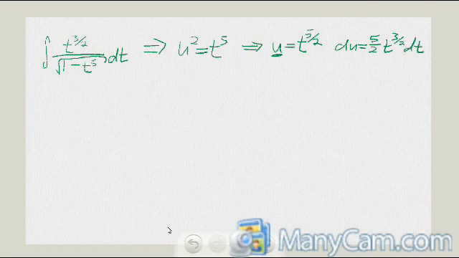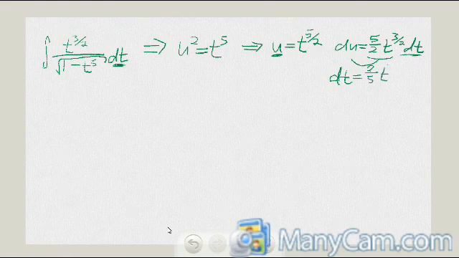Now, I'm going to want to get this dt by itself, so that way I can replace it with the dt in our equation. So when I move these pieces over to the other side, I'll have dt equals 2/5 t to the negative 3/2 du. So we'll take this piece, this dt right here, and plug it in to the original dt.